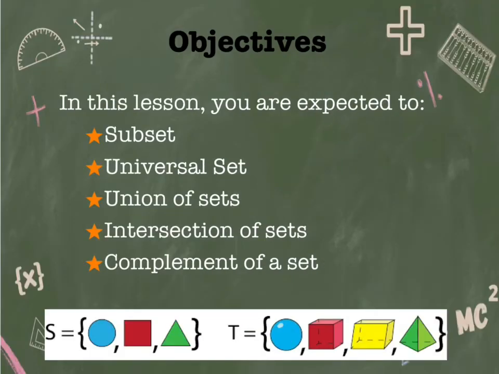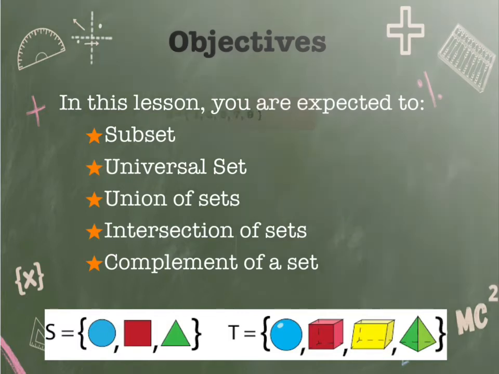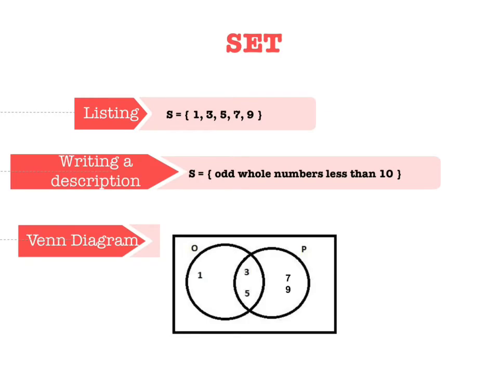So in this lesson, you are expected to define the subset, universal set, union of sets, intersection, and complement of a set. Last video, I discussed to you the definition of the set. So this time, let's discuss the ways of writing a set. Okay? So we have three ways.